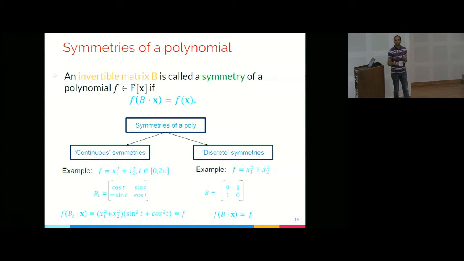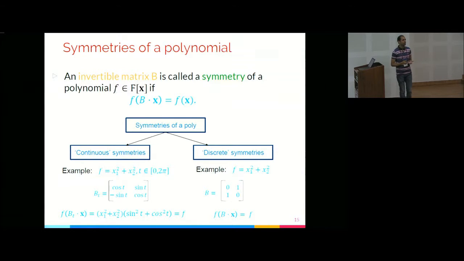Now observe one thing: as I vary t continuously in this range, I keep getting new matrices. So for every t, I keep on getting symmetries in a continuous fashion. Intuitively, this is the meaning of continuous symmetry. Any symmetry which is not of this form is called a discrete symmetry, and we saw an example of this. This permutation matrix was a discrete symmetry of f.